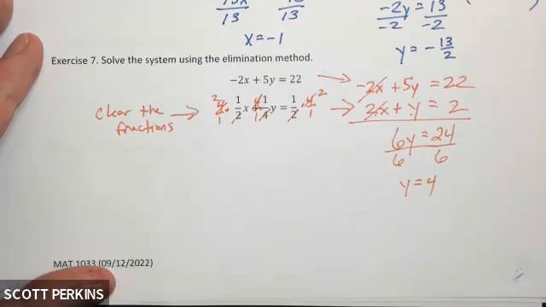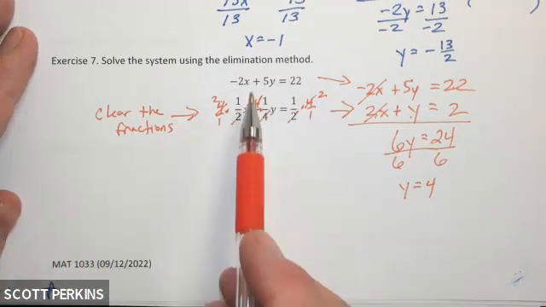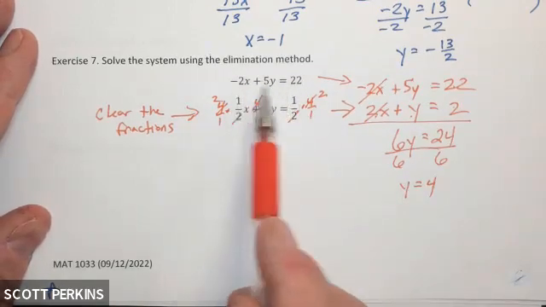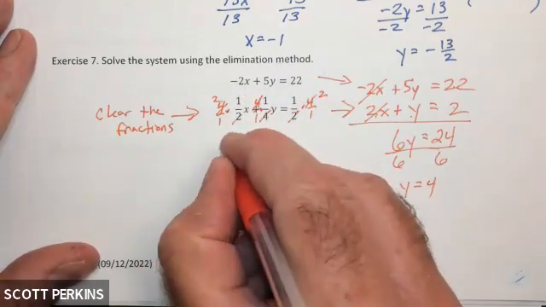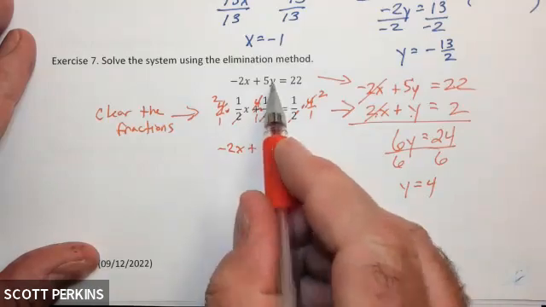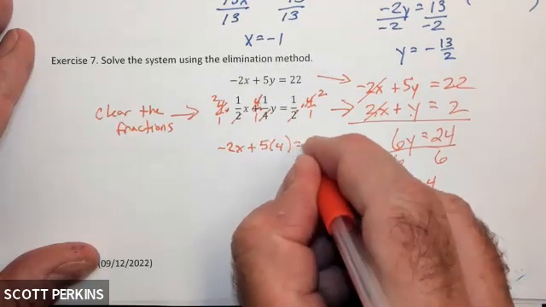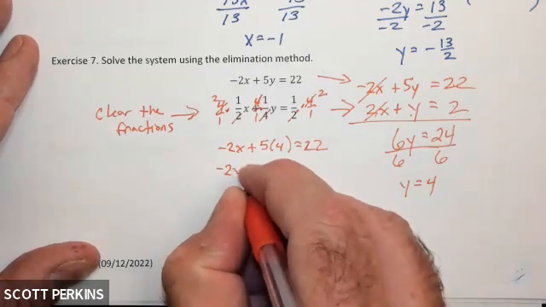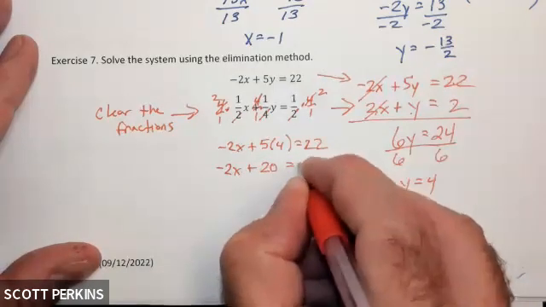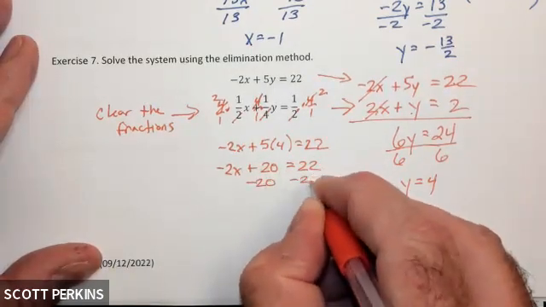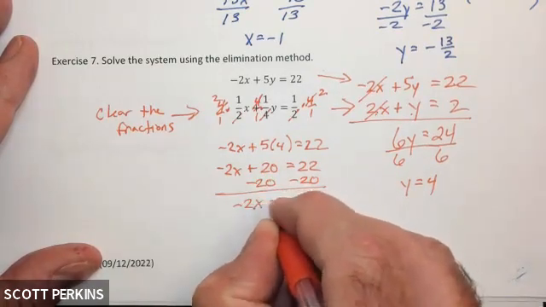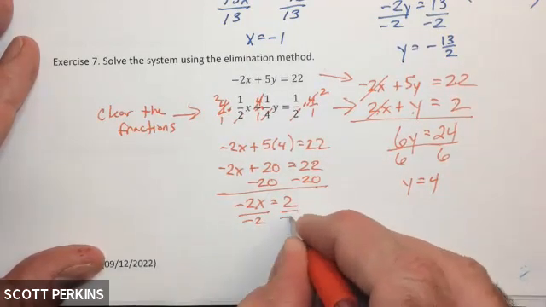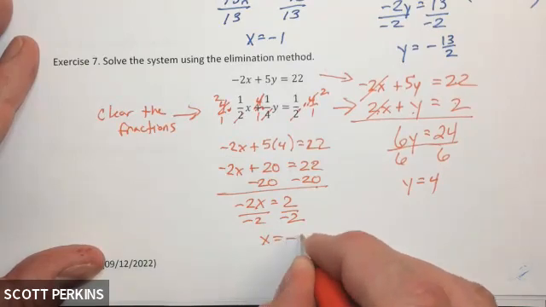Great. You can pick any equation you want to plug that y in. I'm just going to use the top equation because I can read it most easily. So I'm going to put the y value of 4 into this equation right here. So I have negative 2x plus 5 times 4 is equal to 22. 5 times 4 is 20. I'll subtract that 20. 22 minus 20 is 2. And then I divide by the negative 2. And I get x is equal to negative 1.